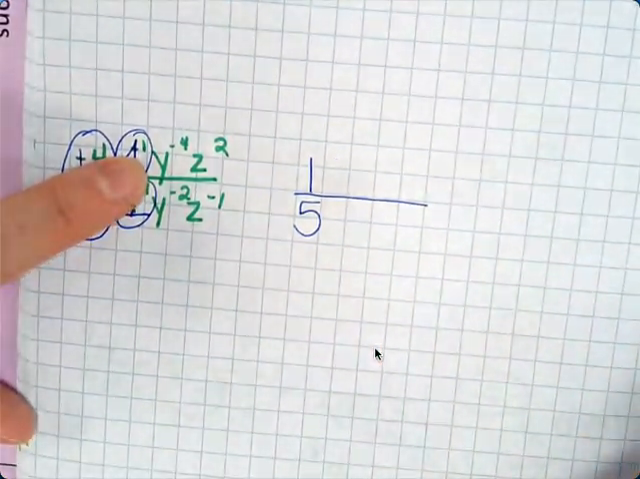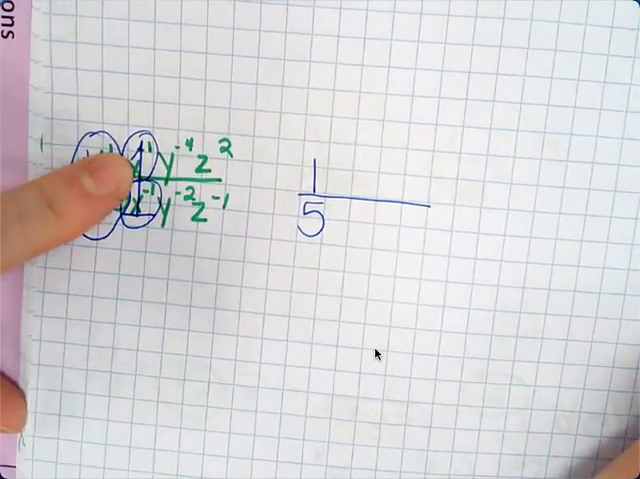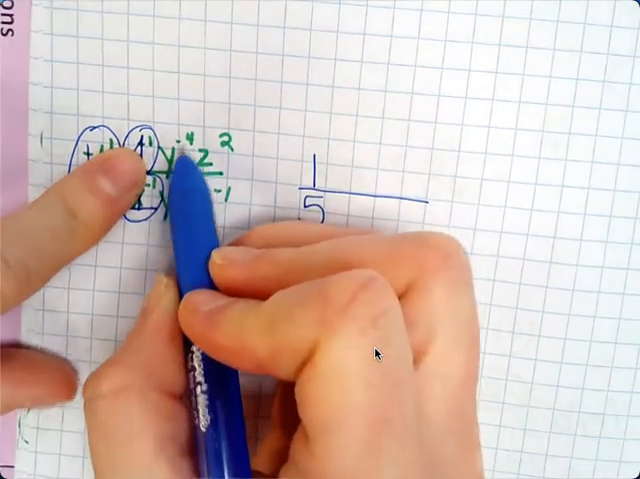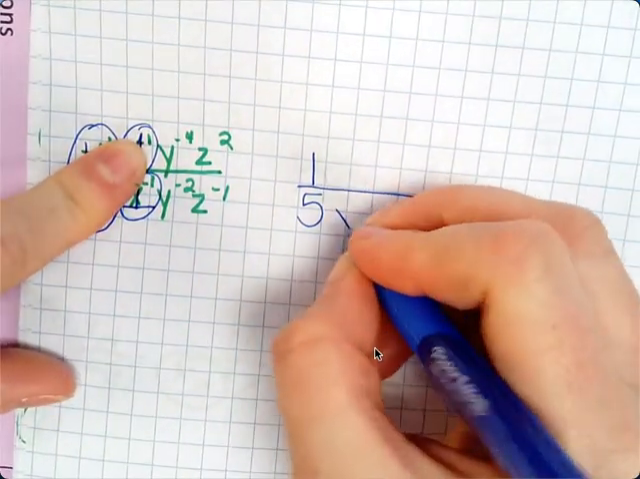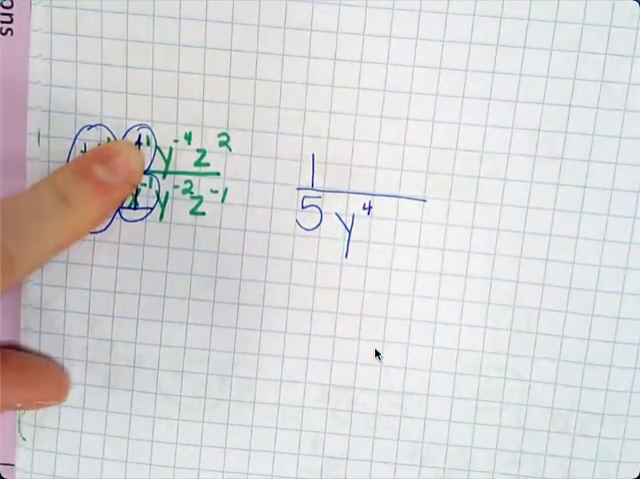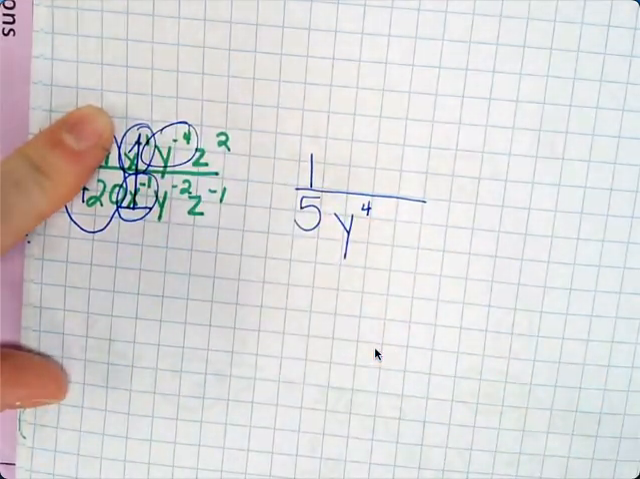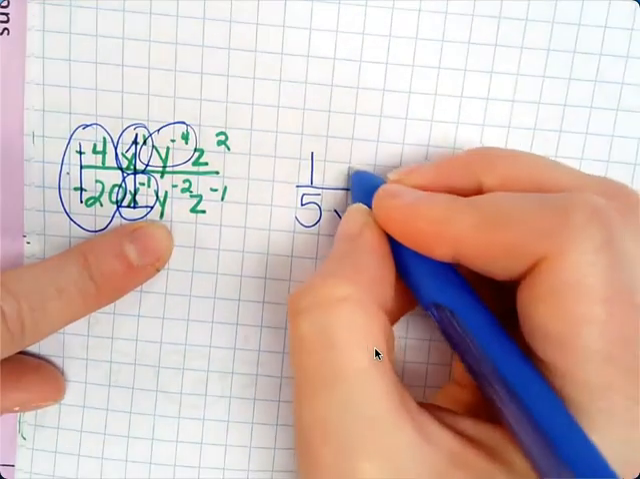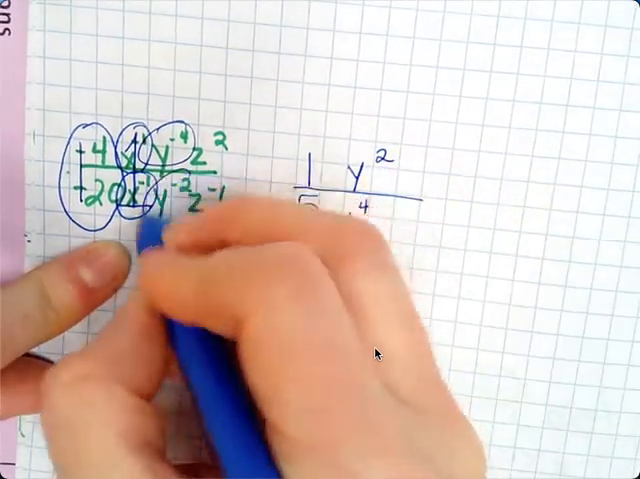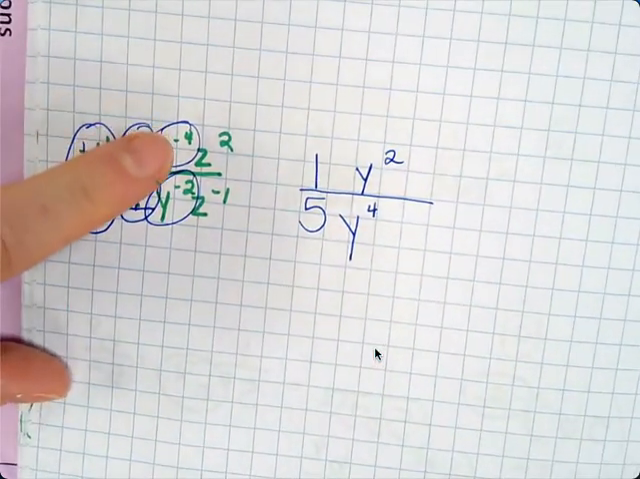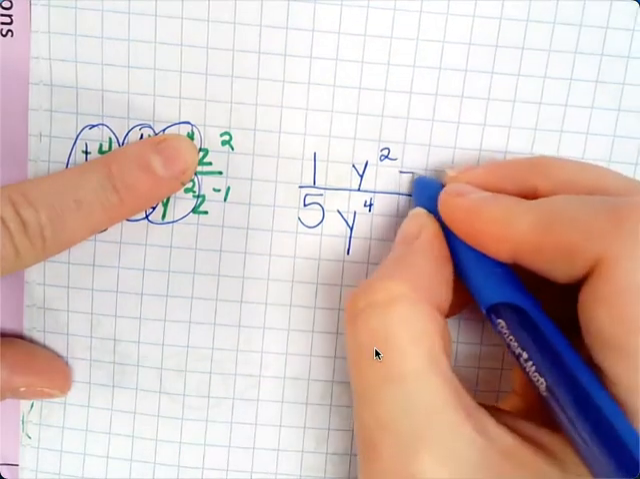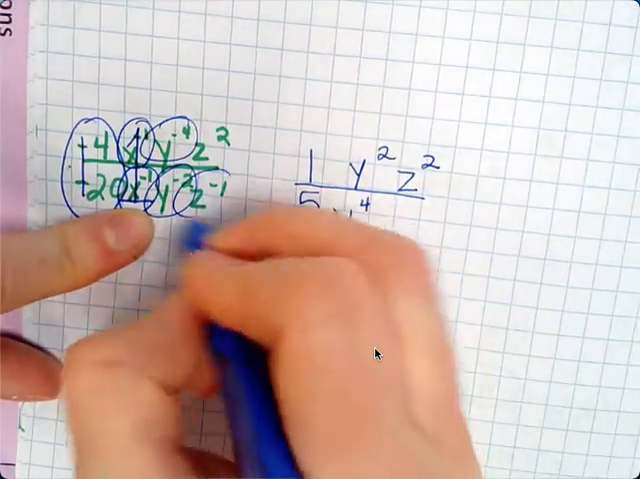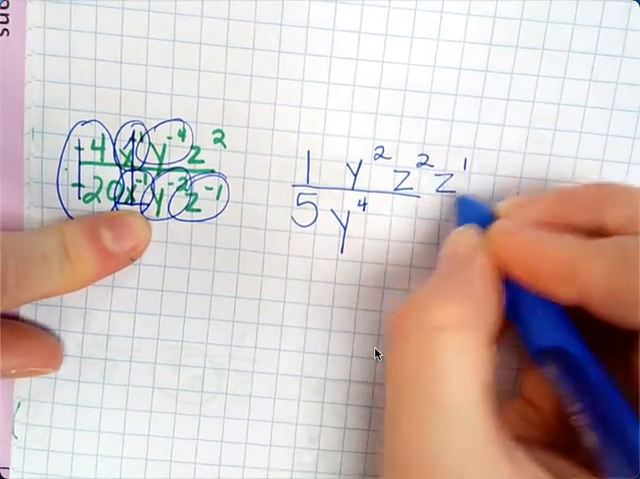So then what about the y? We can't do that with y or the z. So we'll go ahead and move them. So the y to the -4 becomes y to the +4, but on bottom. So we got that one. Y to the -2 will go up top. Positive. Z squared stays there. And then z to the -1 goes up top as z to the 1.